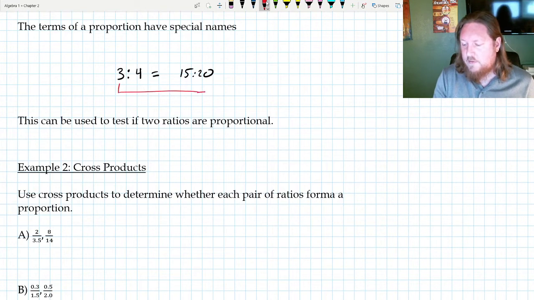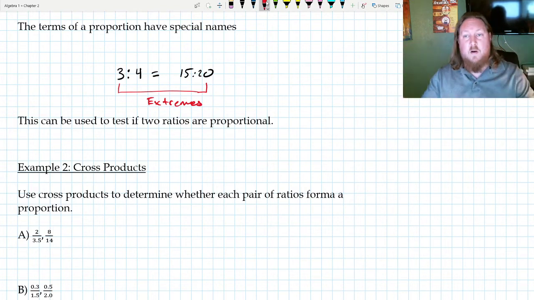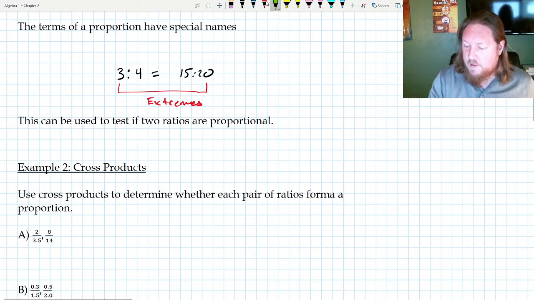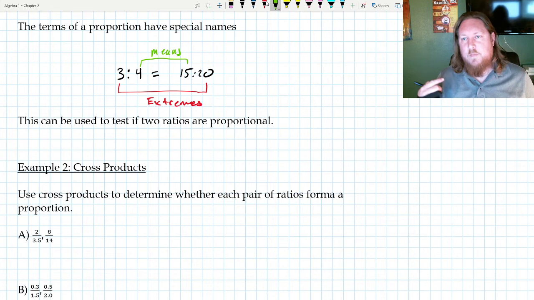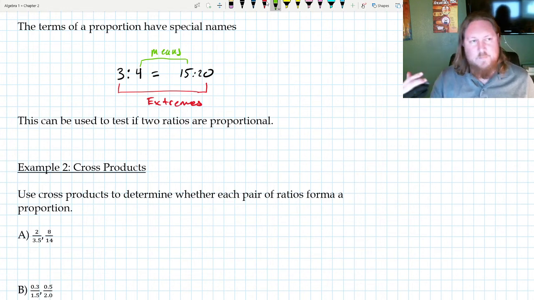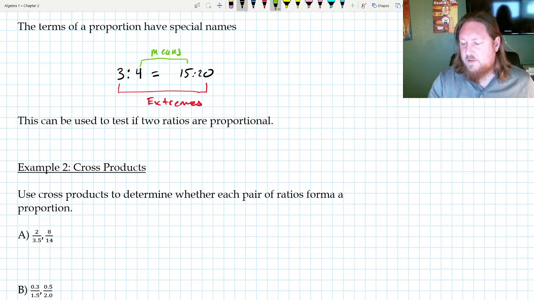the last and the first item are called the extremes. It's because they're on the far end of the ratios. The two on the inside are called the means. Now, the reason why we call them that will become apparent eventually, but basically the idea is there's some pattern that we can use, 3 to 4 and 15 to 20.